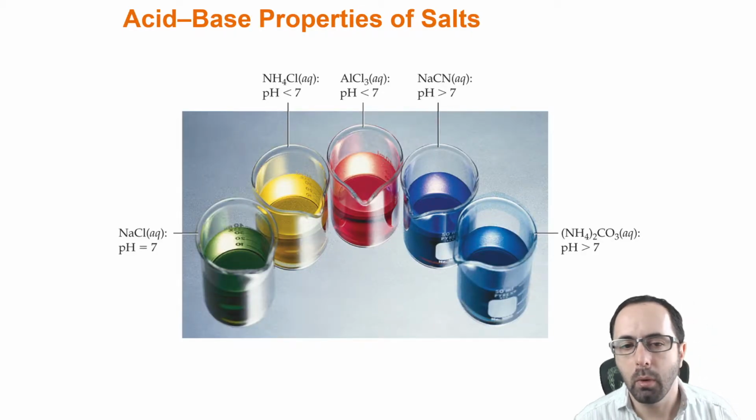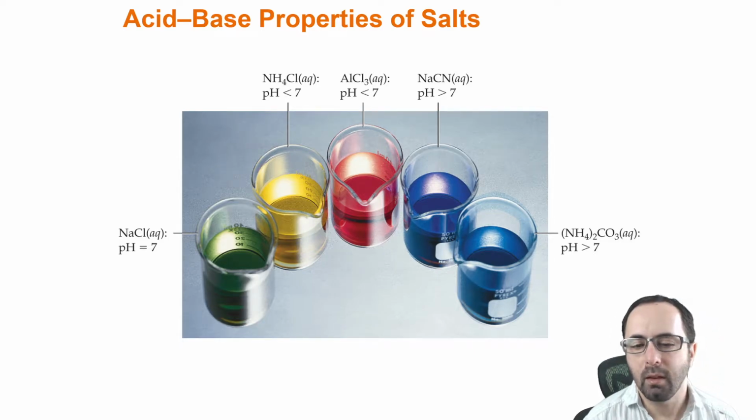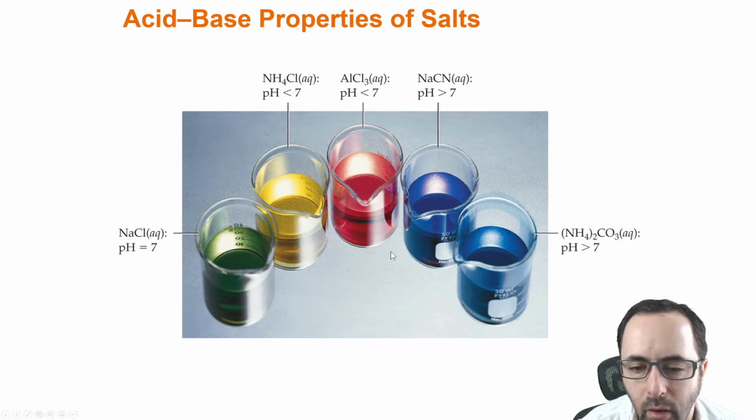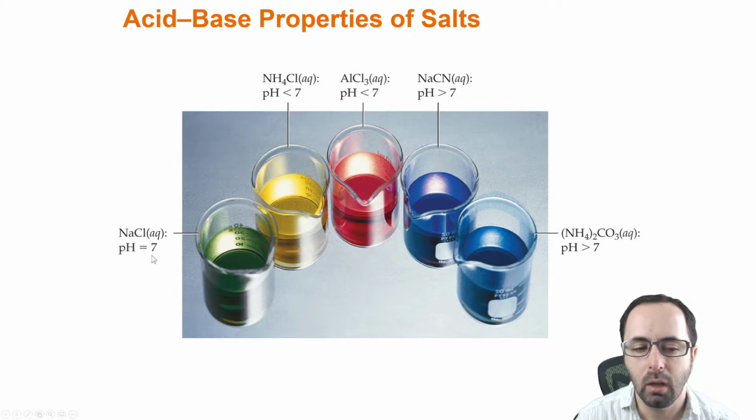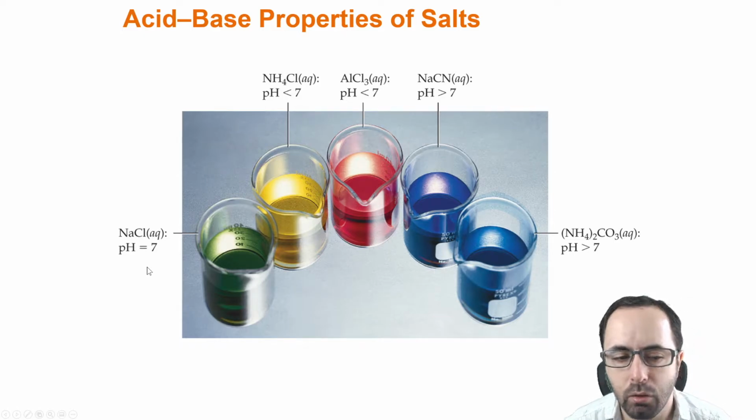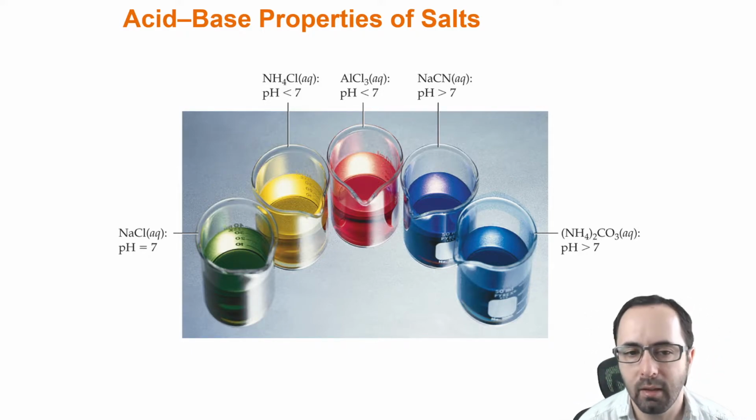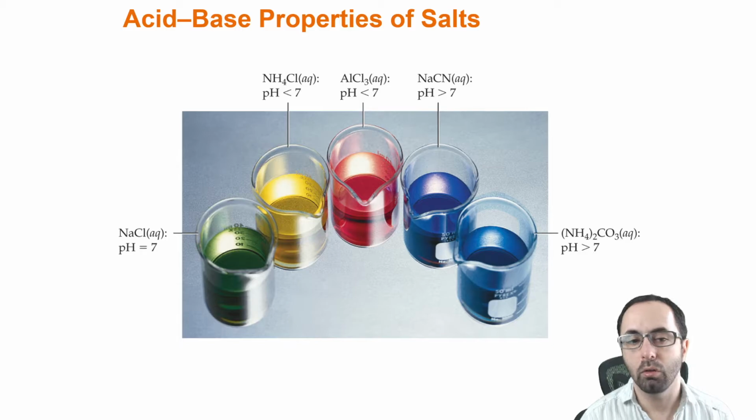The reason we want to do this is because if you dissolve salts in solution, those ions may behave as acids or bases. Here we can see a series of various salt solutions with universal indicator in them to indicate the pH. If you have sodium chloride dissolved in solution, this results in a neutral solution. Sodium is not acidic, chloride is not basic. It's just a neutral solution.